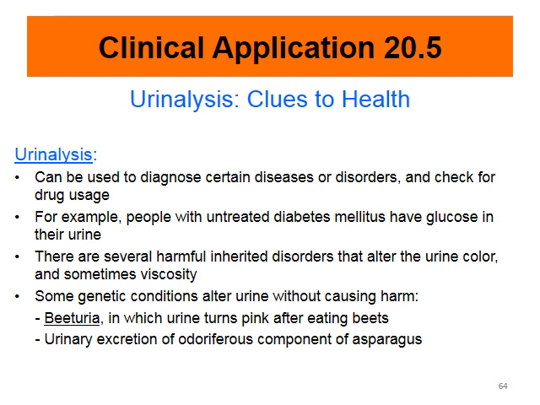And then there are certain conditions that will cause a change in the smell, viscosity, and coloration without being harmful. So beeturia is when someone eats beets and the urine turns pink. And then asparagus, when people eat asparagus, a lot of times the urine will become extremely smelly or unpleasant to be around.